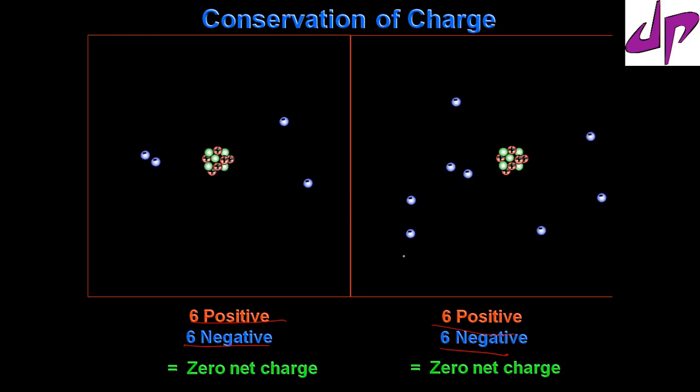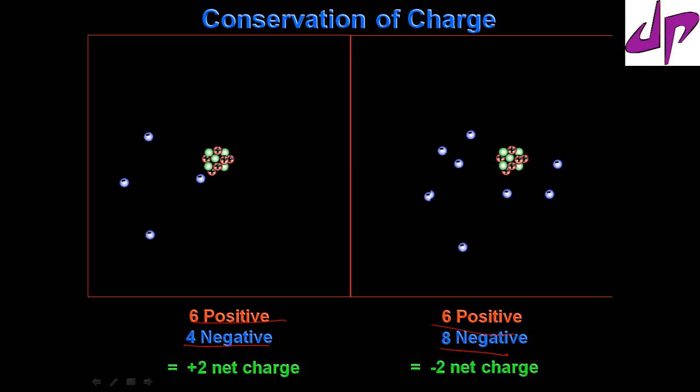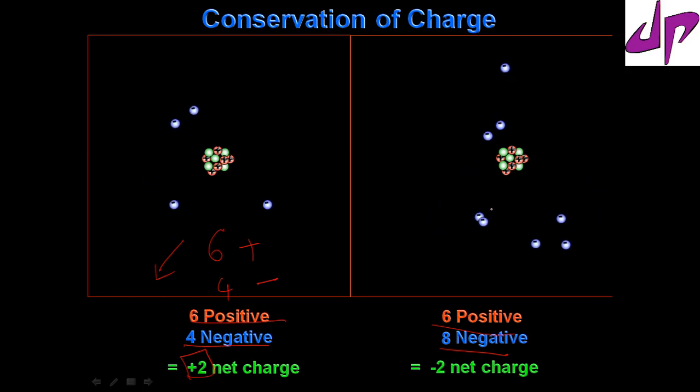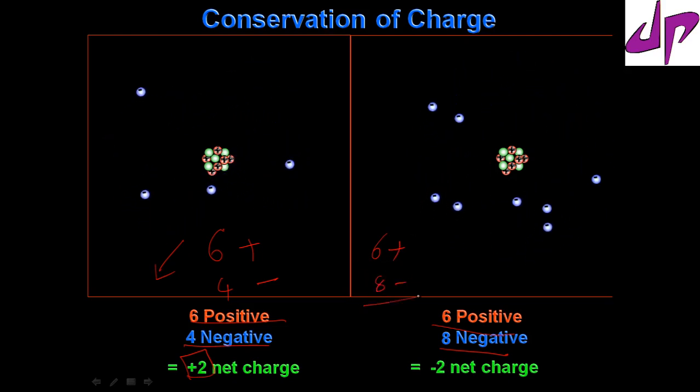Now consider a situation that contains 6 positive and 4 negative charges. Here the 4 electrons are revolving. So the net charge is plus 2. So we can say this is a positively charged object. But in this case, it has 6 positive and 8 negative. So the net charge is minus 2.